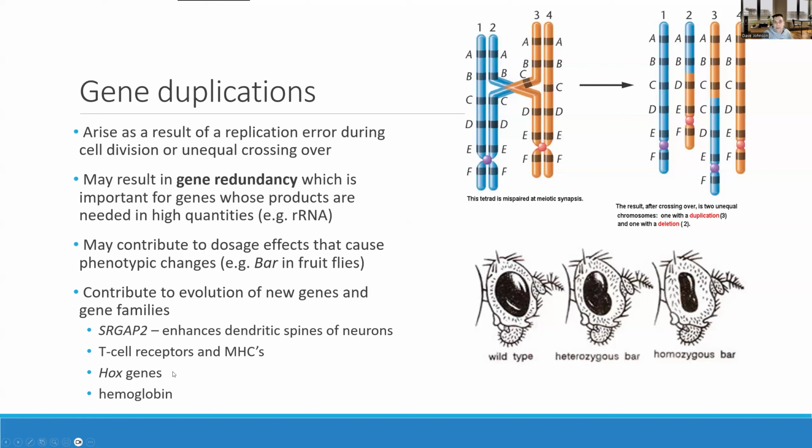Hox genes are a big one. These are transcription factors that are involved in developmental timing and patterning. We know that there has been a large number of gene duplications throughout evolution, particularly within animals, where we see that the number of Hox genes correlates very strongly with the level of complexity in the body plan. And we've also seen this with hemoglobin genes. So these are all examples of where gene duplications have played a role in human evolution.